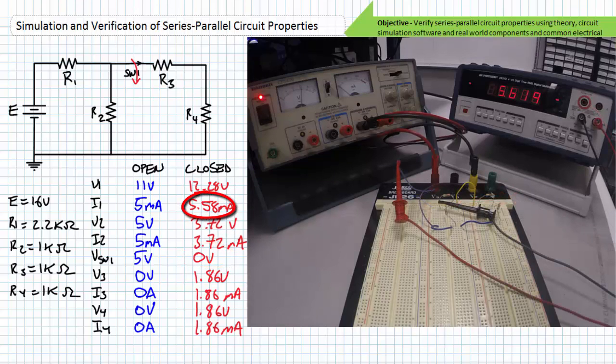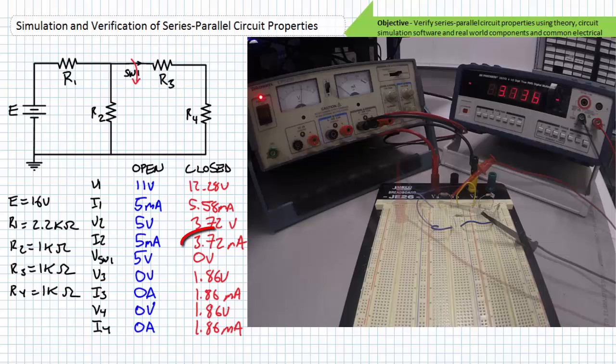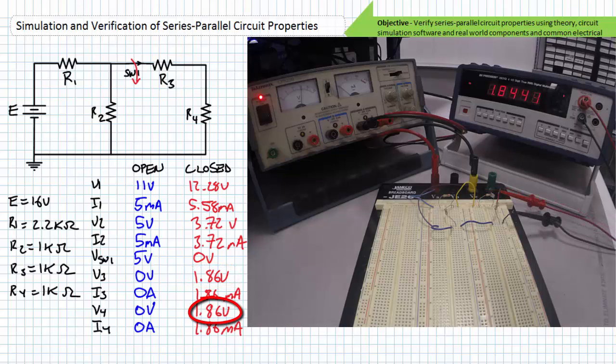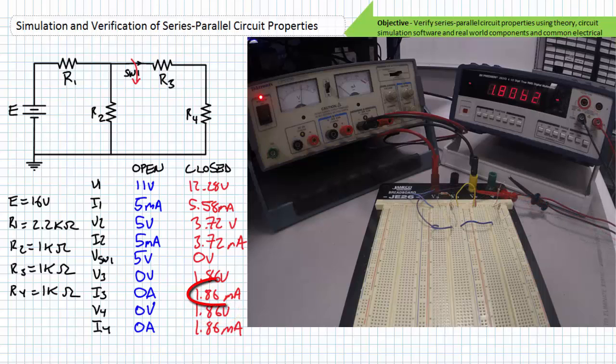The DMM in ammeter mode indicates our source current and I1 are very close to our anticipated value. The DMM in ammeter mode indicates the current through R2 only is very close to our anticipated value. The DMM in voltmeter mode indicates V3 is close to our anticipated value. The DMM in voltmeter mode indicates V4 is very close to our anticipated value. The DMM in ammeter mode indicates R3 and R4 are experiencing current very close to our expected value.